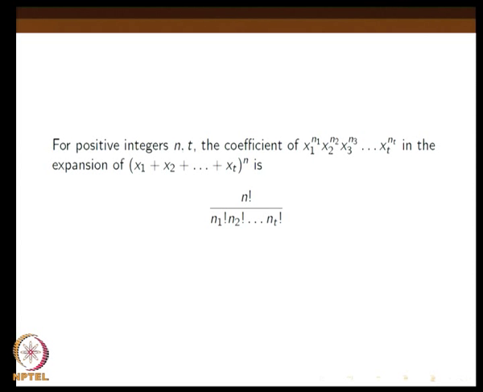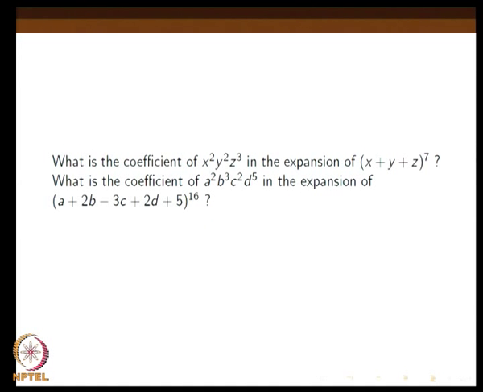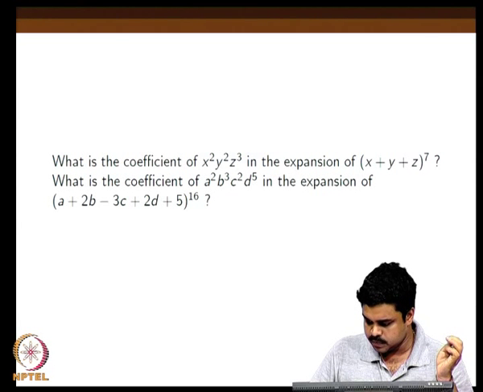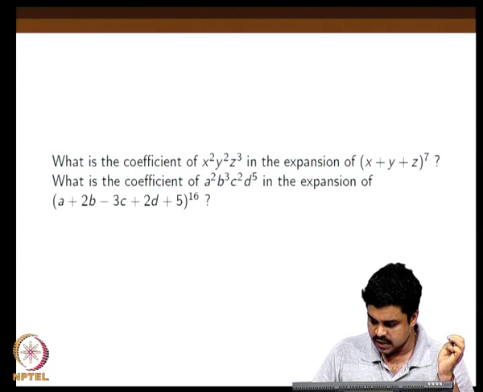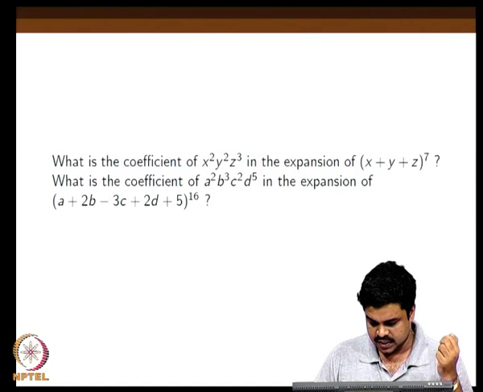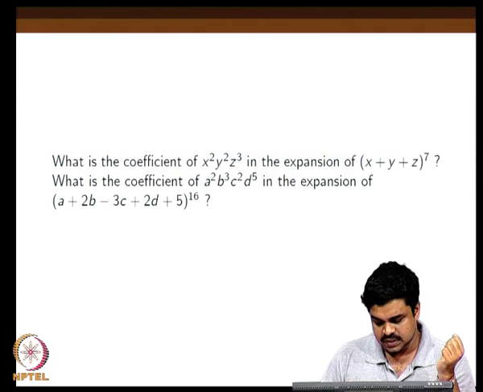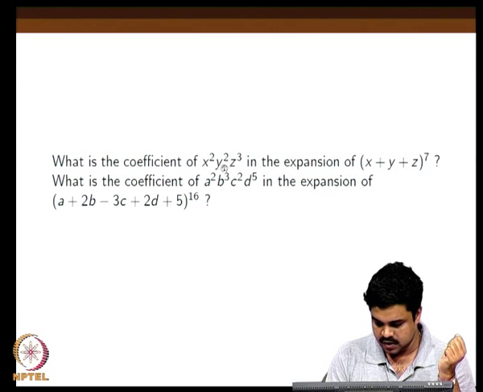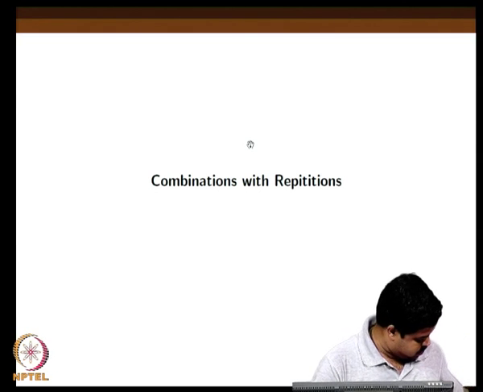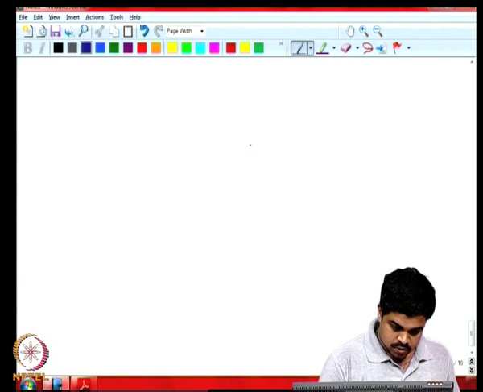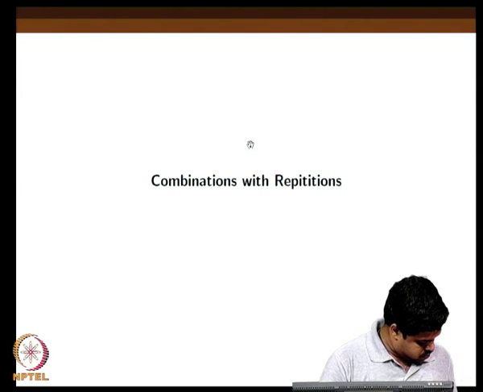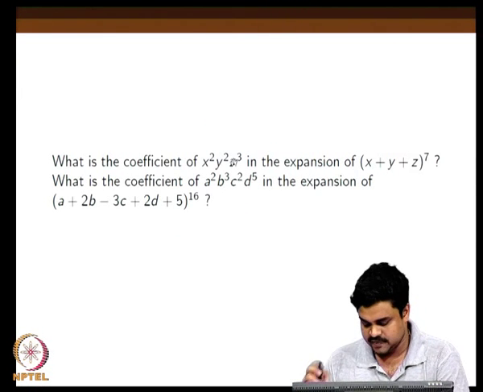Now, we will take a simple example for practice. What is the coefficient of x square y square z cube in the expansion of x plus y plus z raised to 7? You know that 2 plus 2 plus 3, sorry, these things should add up to 7, and 2 plus 2 plus 3 is indeed 7. Okay, I made a mistake.